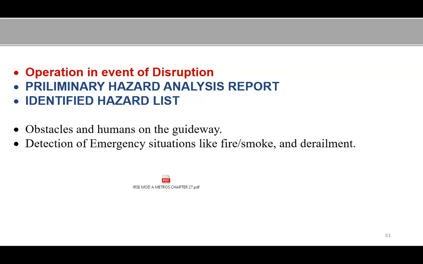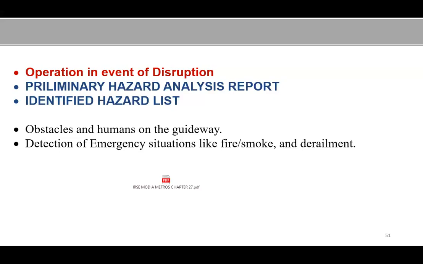And what type of hazards will come, all of them are identified in the hazard list, and accordingly hazard analysis is done, and all that is addressed in the test track implementation, testing of the train before permitting it to enter the main line. And the most common things in disruption are obstacles of humans on the guideway, like what I have told you, alighting and boarding and things like that.